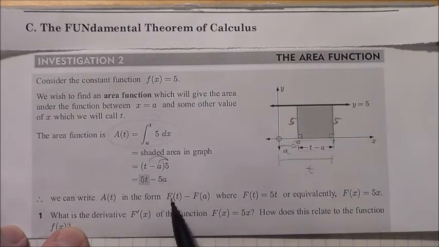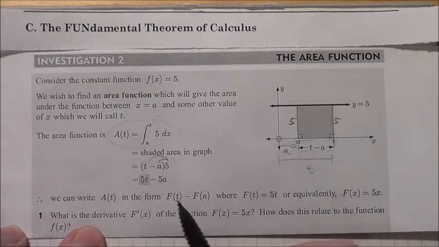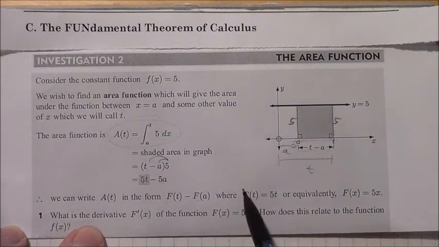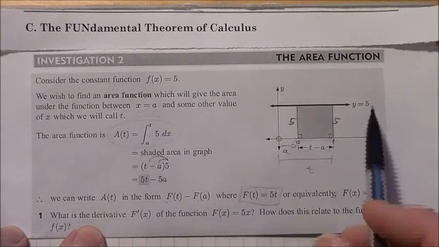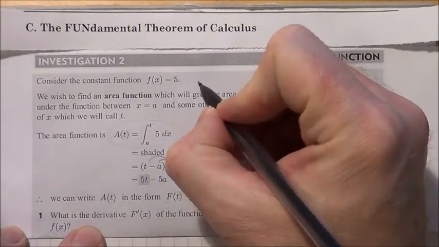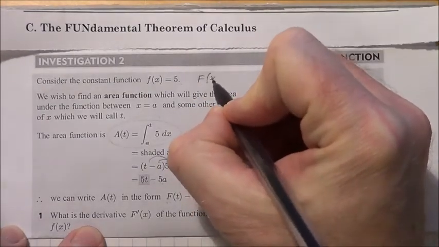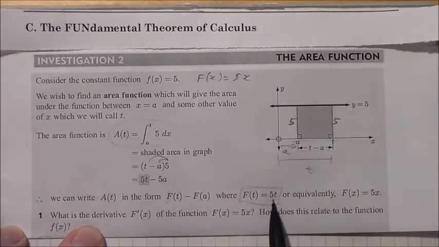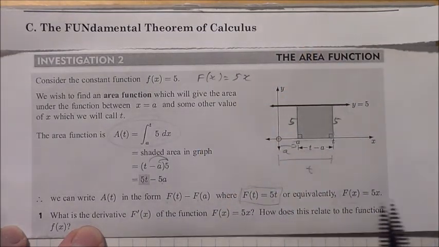Okay? And so then we can simplify this, and we can say that A of t is actually uppercase F of t minus F of a. F of t, so if we took the antiderivative of f of x equals 5, like we just saw, capital F of x would be 5x. Okay, so this is F of t equals 5t, which can be simplified to 5x.